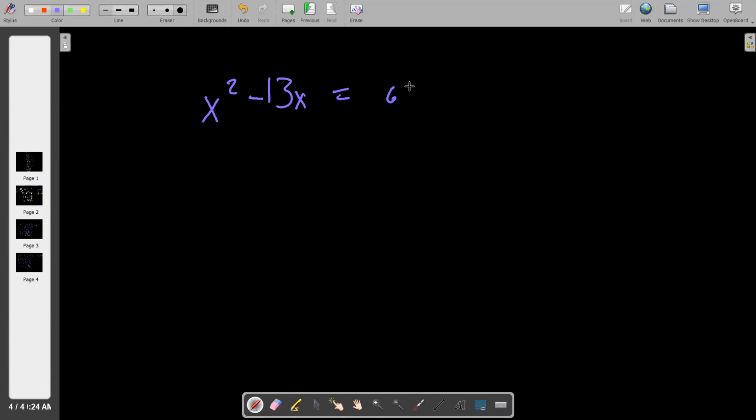How great. Yeah, I mean, my only issue is you didn't leave space for your completing the square. You didn't leave that awkward void after the 13x. But honestly, it is. Oh, Cooper.